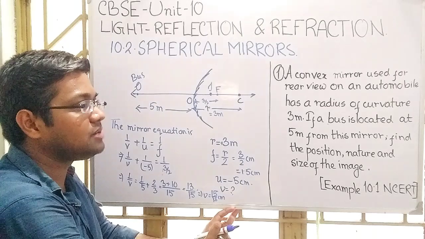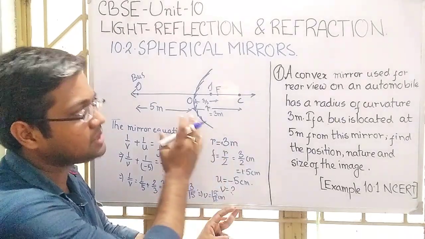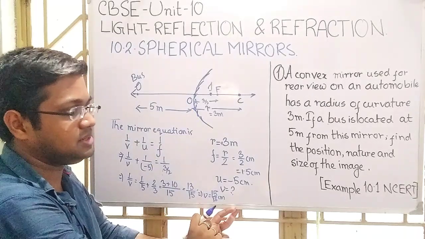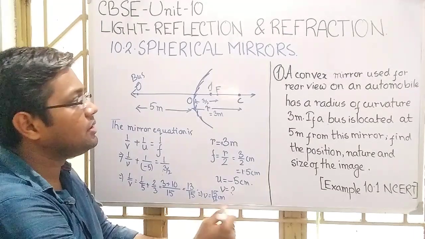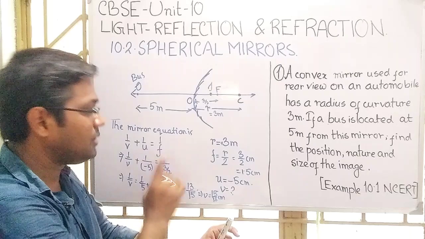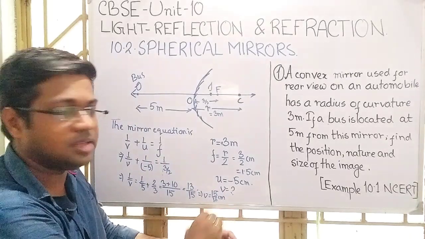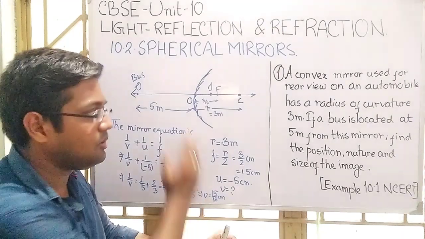What is the size of the image? So obviously it is diminished in size. So from this we can understand the characteristics of the image from this expression. v is positive, on the right hand side.